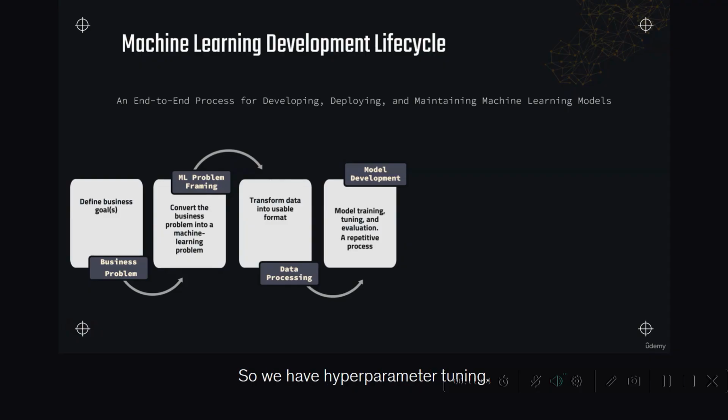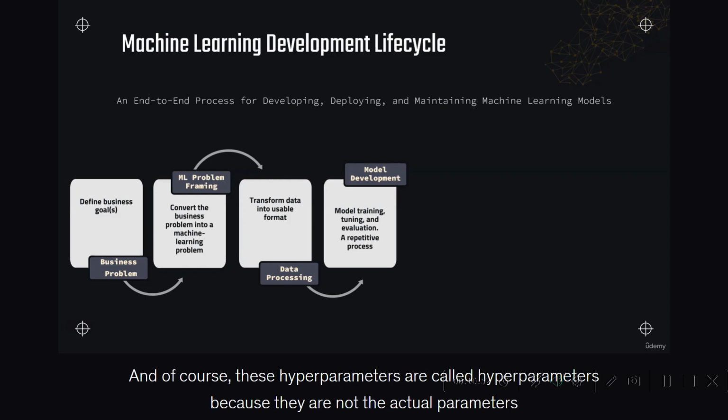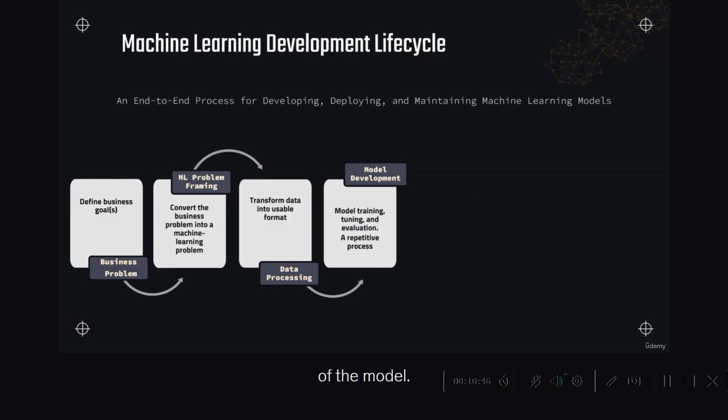So we have hyperparameter tuning, and this is again an iterative process. We need to evaluate one set, and then we can maybe change it. So we can go through a set of different hyperparameters to see which ones perform the best to have our final model. And of course, these hyperparameters are called hyperparameters because they are not the actual parameters of the model. They are defined in the training.